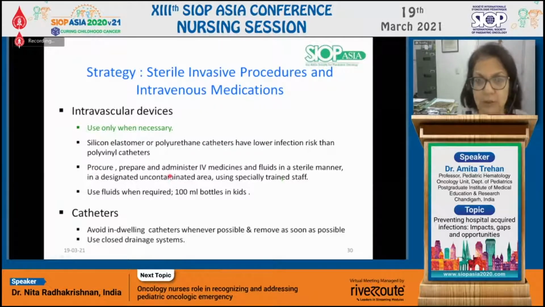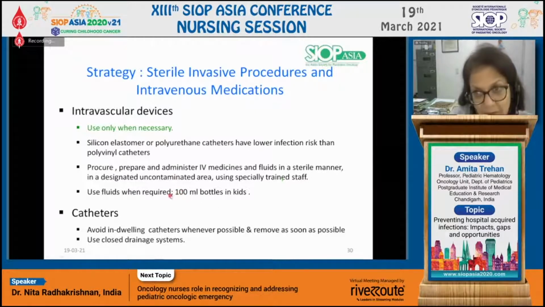And even now, when you have plastic bags, PVC bags, etc., even then people stick a needle in, sometimes the cannula is left open. These tiny things are sometimes left out, which all of us know, but it just happens that when we are doing it, it kind of gets left out. Fluids when required, and these days 100 ml bottles are very easily available.